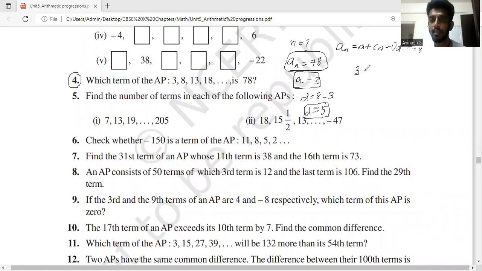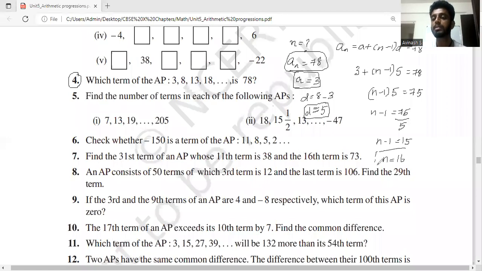Now the value of A is 3, and we have N minus 1 into D. The value of D is 5, which is equal to 78. Now this 3 goes to the right side and gets subtracted. So we'll be getting 75. No need to multiply this 5 with N. Rather, we can do like this. 75 divided by 5. This 5 goes to division. So we get N minus 1 is equal to 15 and we get N is equal to 16. This is how we get. So we find that 16th position or 16th term is 78.